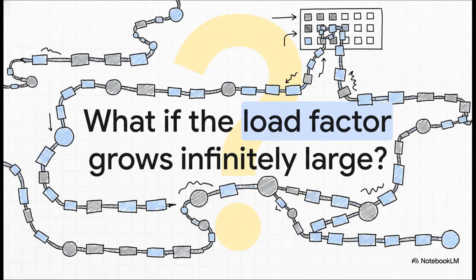To wrap up this study guide explainer, I really want to leave you with a quick question to test your new intuition. We know the search time is 1 plus alpha, right? But what actually happens if you just keep adding items to your hash table without ever increasing the number of slots? What happens to your program's performance when that load factor, alpha, grows infinitely large? Think about the length of those linked lists. Keep that in mind for your next exam, and hey, happy studying!